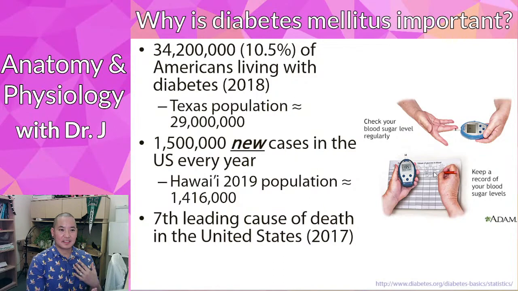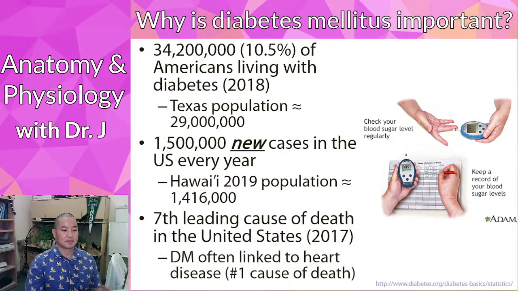That's the 7th leading cause of death in the United States, and it's a little tricky because diabetes often goes hand in hand with other diseases as well, especially cardiovascular disease, which is the number one leading cause of death in America. So diabetes mellitus is important because it affects so many people, but it also kills a lot of people, whether directly or indirectly.